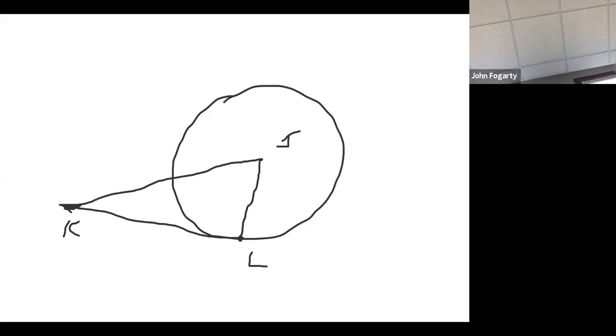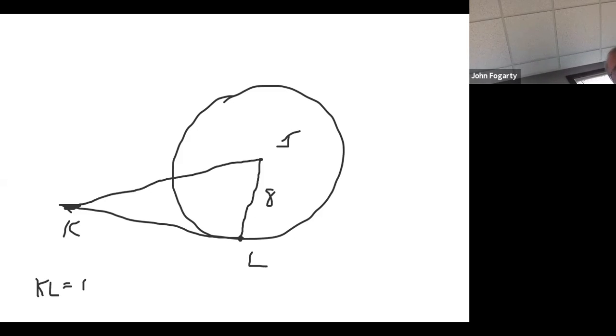And I know that JL is perpendicular, or I shouldn't say that. I don't know that yet. My bad. And I'm going to tell you this is 8. And I'm going to tell you KL equals 15. And then I'm going to tell you from here to here is 9.